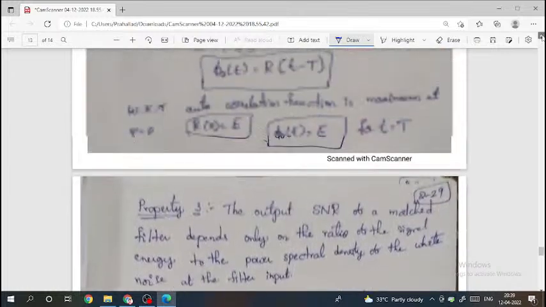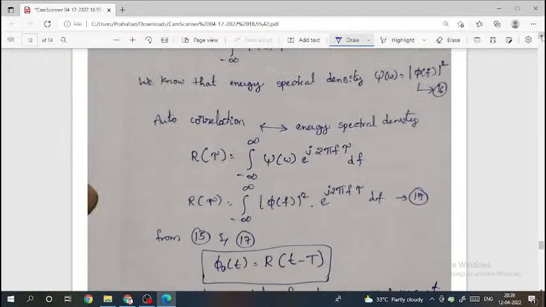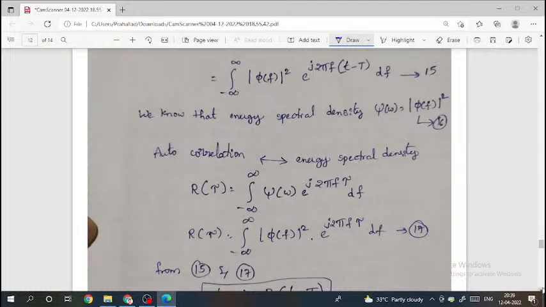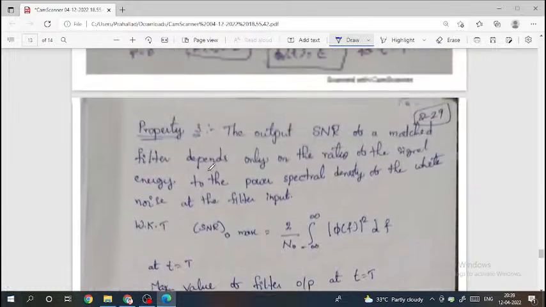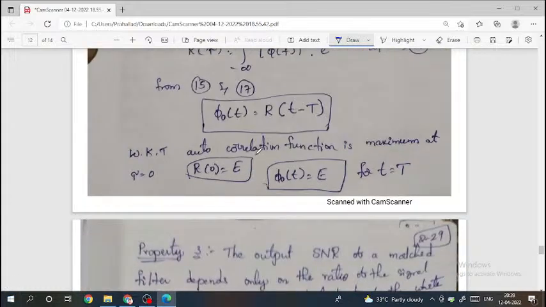So that is the expression. Now at t equals 0, I am so sorry, not able to move properly. We know that the autocorrelation function is maximum at tau equals 0. So r of 0 is equal to E, which is the energy of the signal, which is equal to phi naught of t.